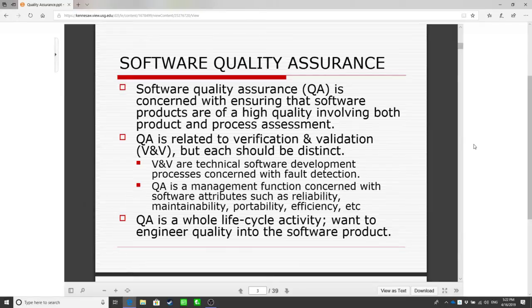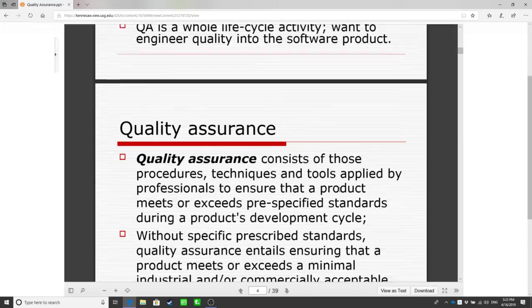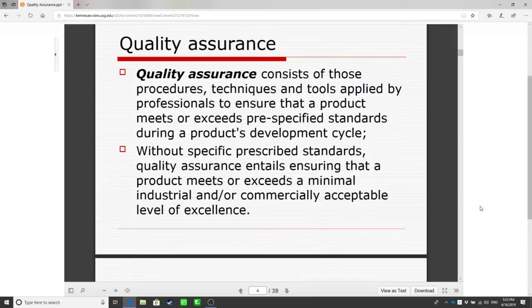QA is a whole life cycle activity, not some certain stage of software development. Remember, we talked about the process of software development, the whole cycle. QA is the same thing. QA consists of those procedures, techniques, and tools applied by professionals to ensure that a product meets or exceeds pre-specified standards during the product development cycle.